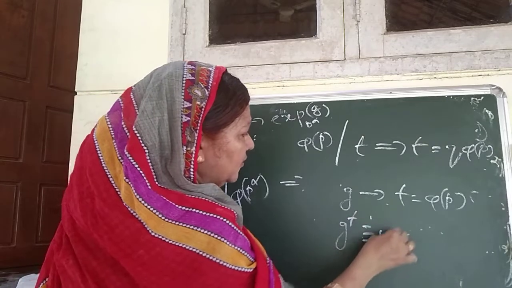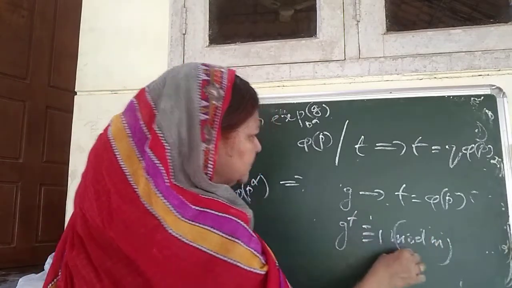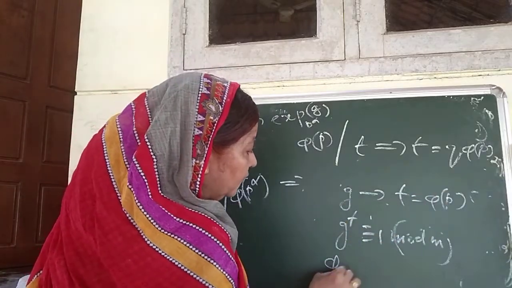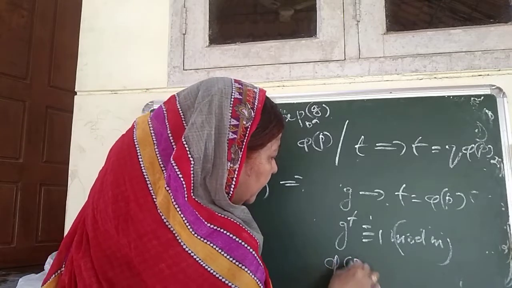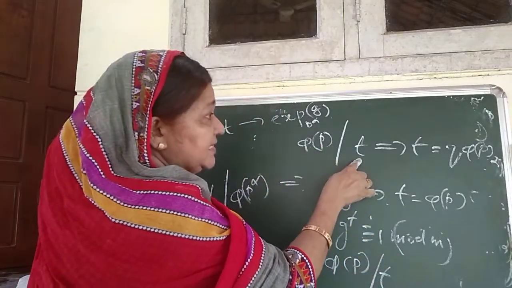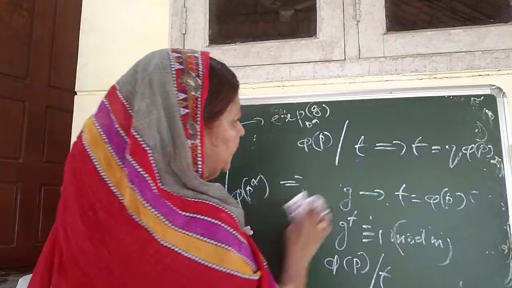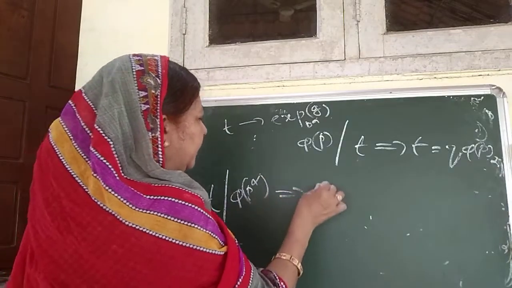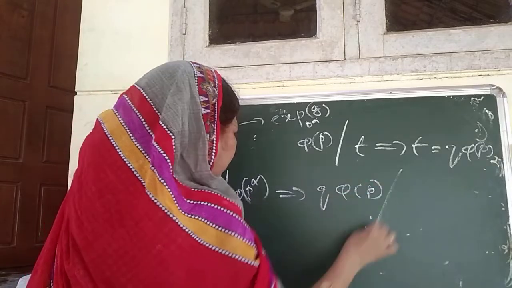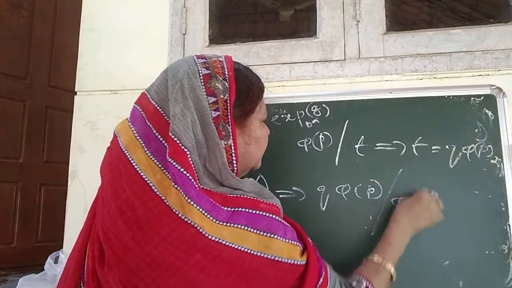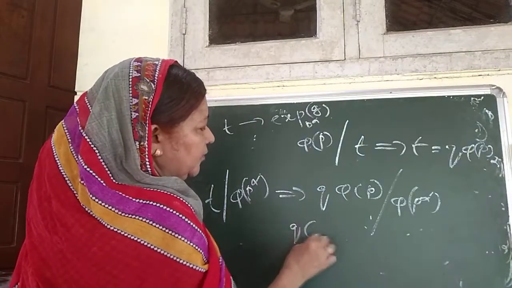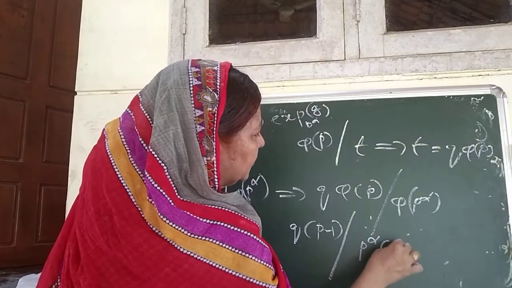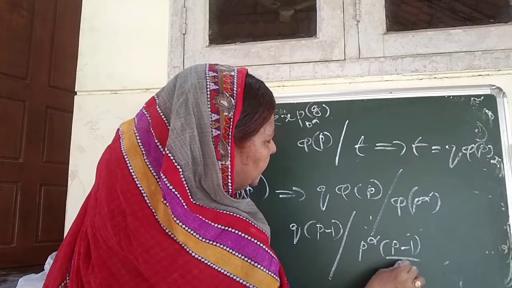So g raised to t is congruent to 1 mod p gives t is a multiple of phi p, or phi p divides t. That is, t equals q into phi p. So q into phi p divides phi of p raised to alpha. That is, q into phi of p, which is p minus 1, divides phi of p raised to alpha, which is p raised to alpha into p minus 1 by p.